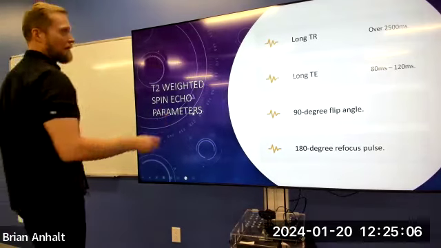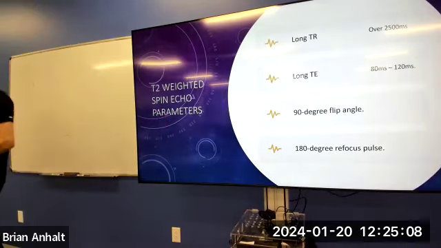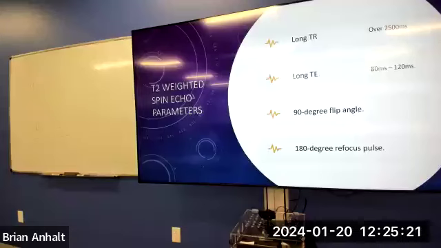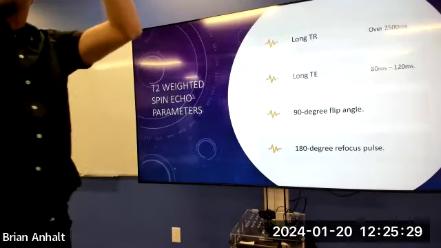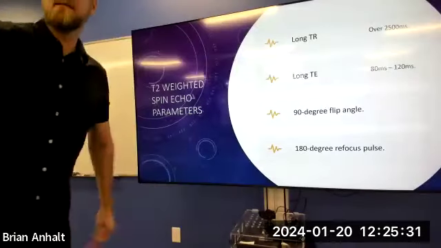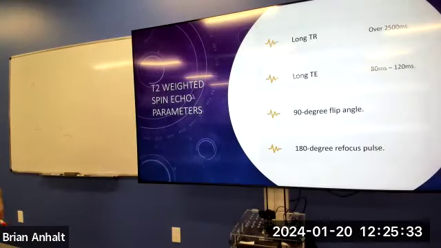T2 weighted spin echo parameters. Long TR, 2,500 milliseconds and higher. Can I go to 5,000 milliseconds? Yes, it's over 2,500, right? Nothing's going to happen if I keep waiting. If I have full longitudinal recovery, if I keep waiting, it's not going to change my contrast at all, before we flip again.